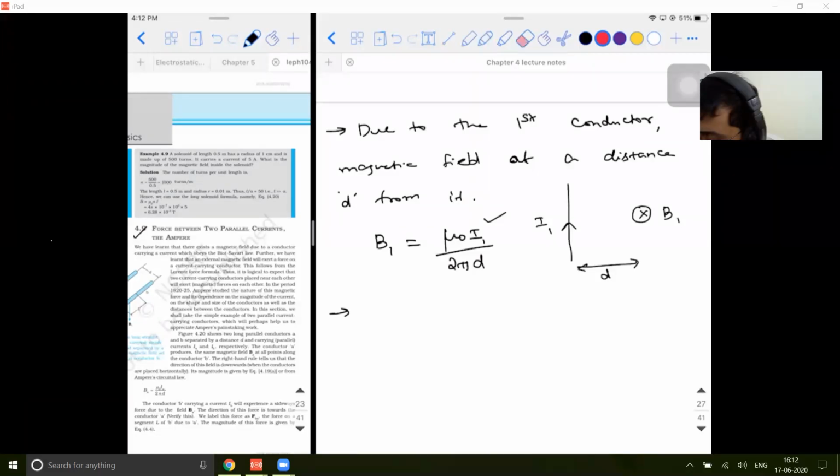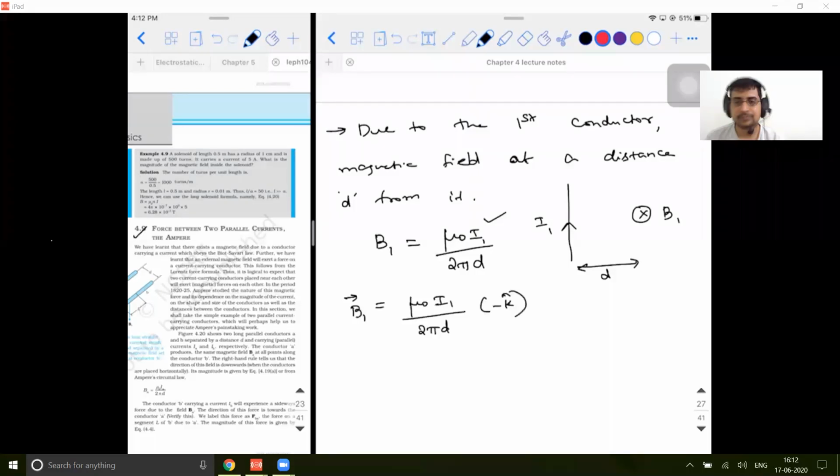I'll do both things, for your understanding; take whichever is comfortable. If you write in scalar form, it is accepted. If I write the same thing in vector form, B1 vector is mu naught I1 divided by 2 pi d in the direction of minus k. I'm more comfortable with vectors, so I'm taking that. This is accepted also.